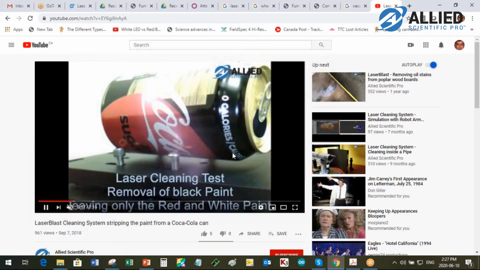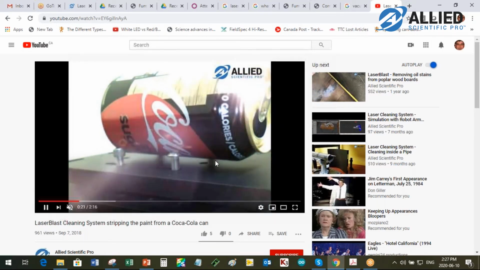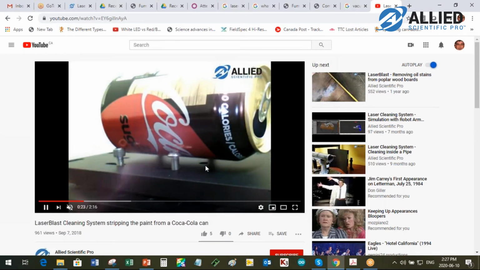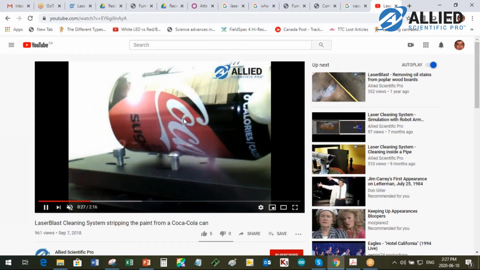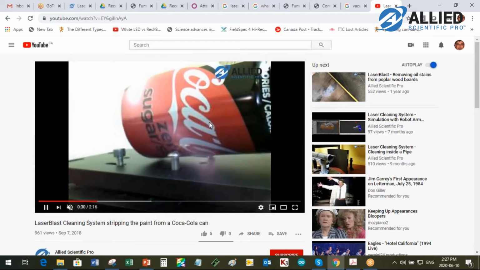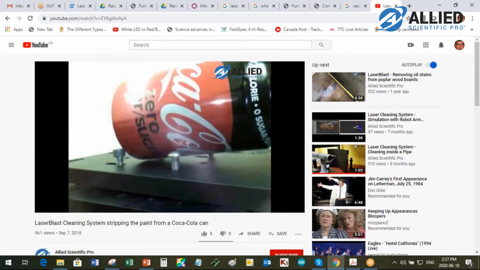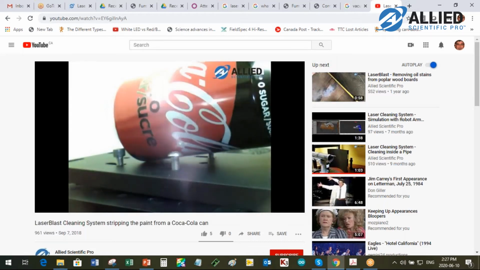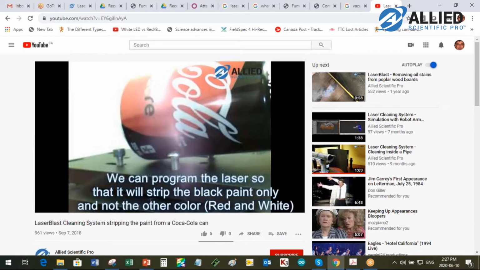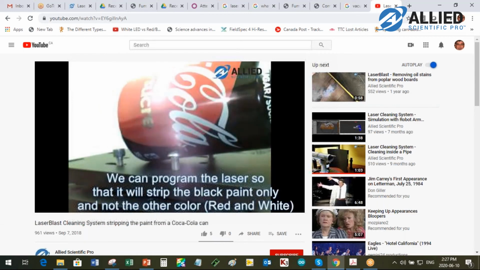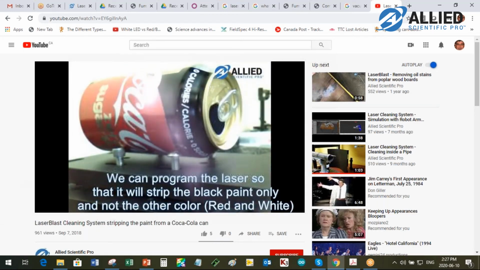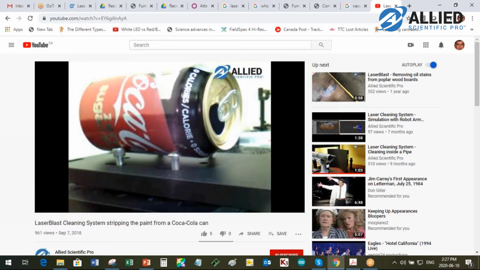So here you can see that the laser cleaner is shining on the Coke Zero, and it's only removing the black paint, not the red paint or the white paint. And that is simply because the black paint has a higher absorption coefficient. So it easily absorbs the laser radiation. Red paint does not have as much absorption.